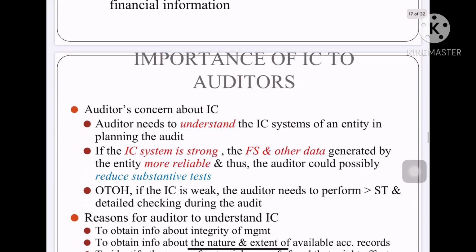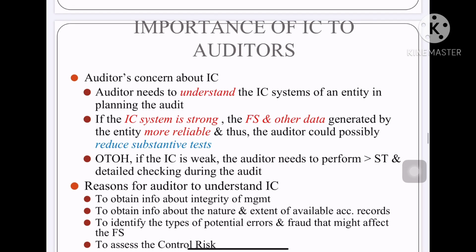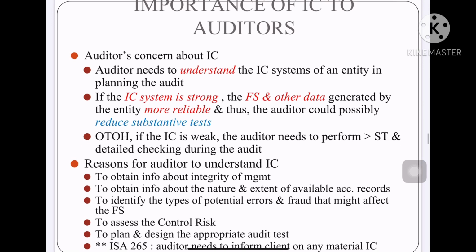All right, the importance of internal control to the auditors. What is the auditor's concern? The first thing is the auditor has to understand the internal control system of an entity in planning the audit. By right, for each client that we are going to audit, the internal control system of the company is different. Before we do our audit, we have to understand their system first before we plan our audit. If the internal control system is good, of course the financial statements and other data generated by the entity are more reliable.